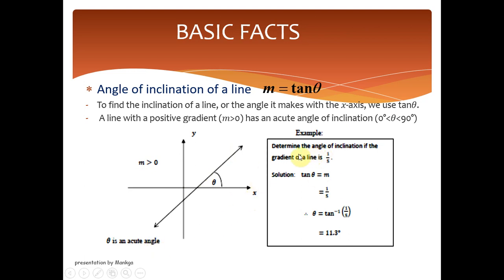Let us look at an example here. They say determine the angle of inclination if the gradient of a line is 1 over 5. We're given the gradient. Solution: the formula for angle of inclination, tan theta is equal to m. The gradient there is 1 over 5. We substitute into the equation, and theta will be given by the second function of tan, 1 over 5. Then the angle there will be 11,3. You can see this angle is less than 90 degrees. That's why we're saying this is acute. The angle that is calculated should lie between the x-axis and the line itself.